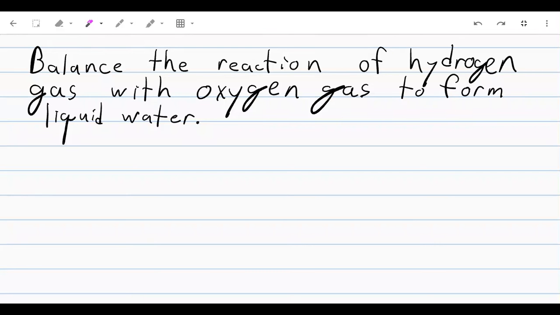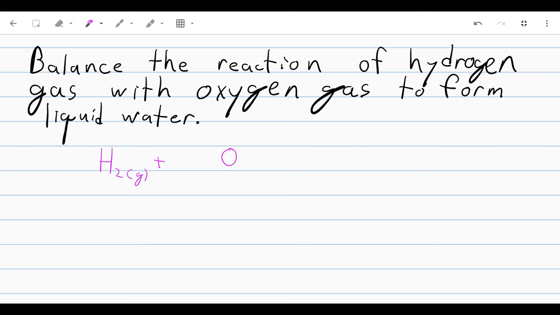In this sample problem, we are asked to balance the reaction of hydrogen gas with oxygen gas to form liquid water. First thing that we have to do is we need to write down our skeleton equation. When I write this down, I'm going to make sure I leave some space in front of each chemical so that I can add coefficients in later.